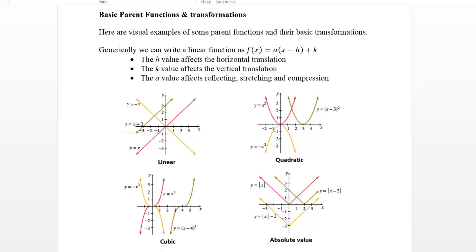And so as you're looking at these, and there's 5, and I've only got 4 on the screen right now, but there's 5 of them for you to be familiar with. Notice that the original function, or what we call the parent function, is the red graph, and then the yellow and the green graphs are some sort of transformation that's taken place for the parent function.